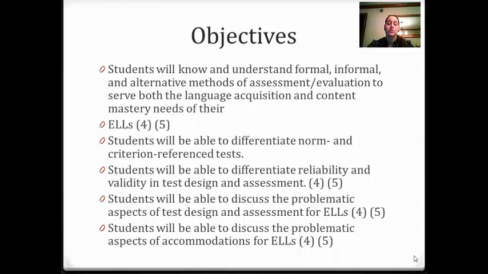You also should be able to differentiate norm and criterion reference tests. You should also be able to talk about the different types of reliability that exist, as well as validity and how they're important to test design and assessment. We're going to be discussing the problematic factors of test design and assessment for ELLs. Also, you're going to be discussing what may be problematic about accommodation for ELLs.